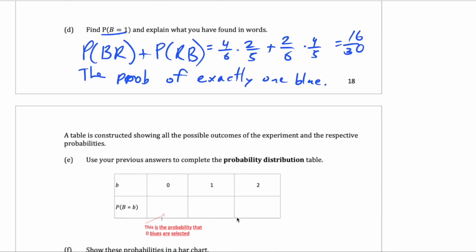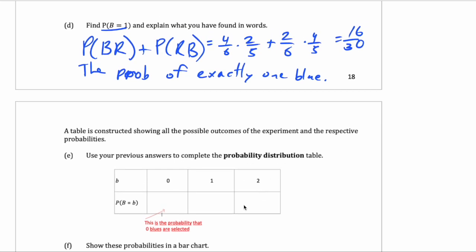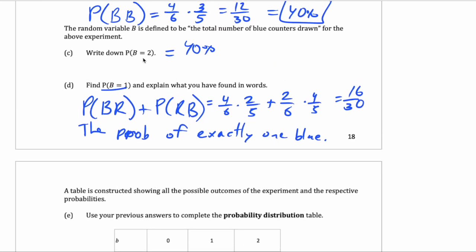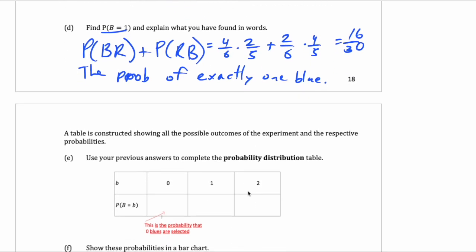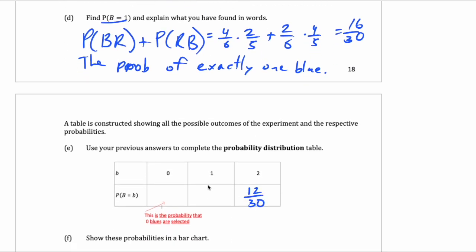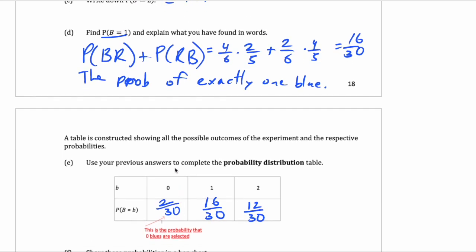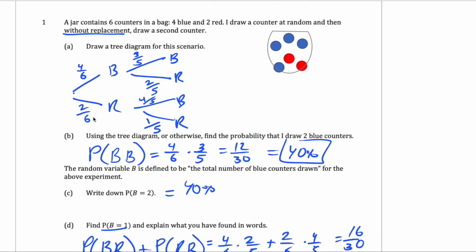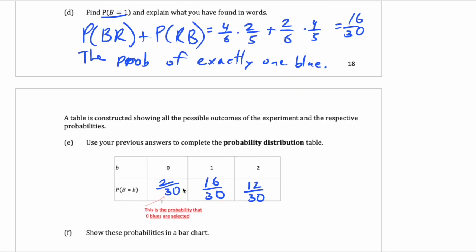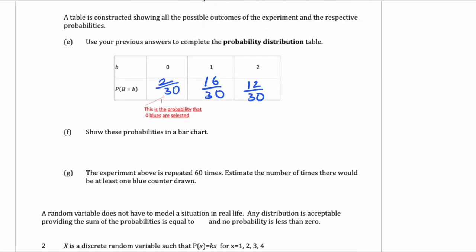Okay, next we're going to put this into a probability distribution table. So we just worked out the probability B equals 2. That was 12 out of 30. And this one's 16 out of 30. Those add up to 28 out of 30. So for this one, we can do the math, but we know this has to be 2 out of 30 because they have to add up to 1. We can double check that with the tree diagram. So 0 blues means red, red. So 2/6 times 1/5 is indeed 2 out of 30, so it's correct.